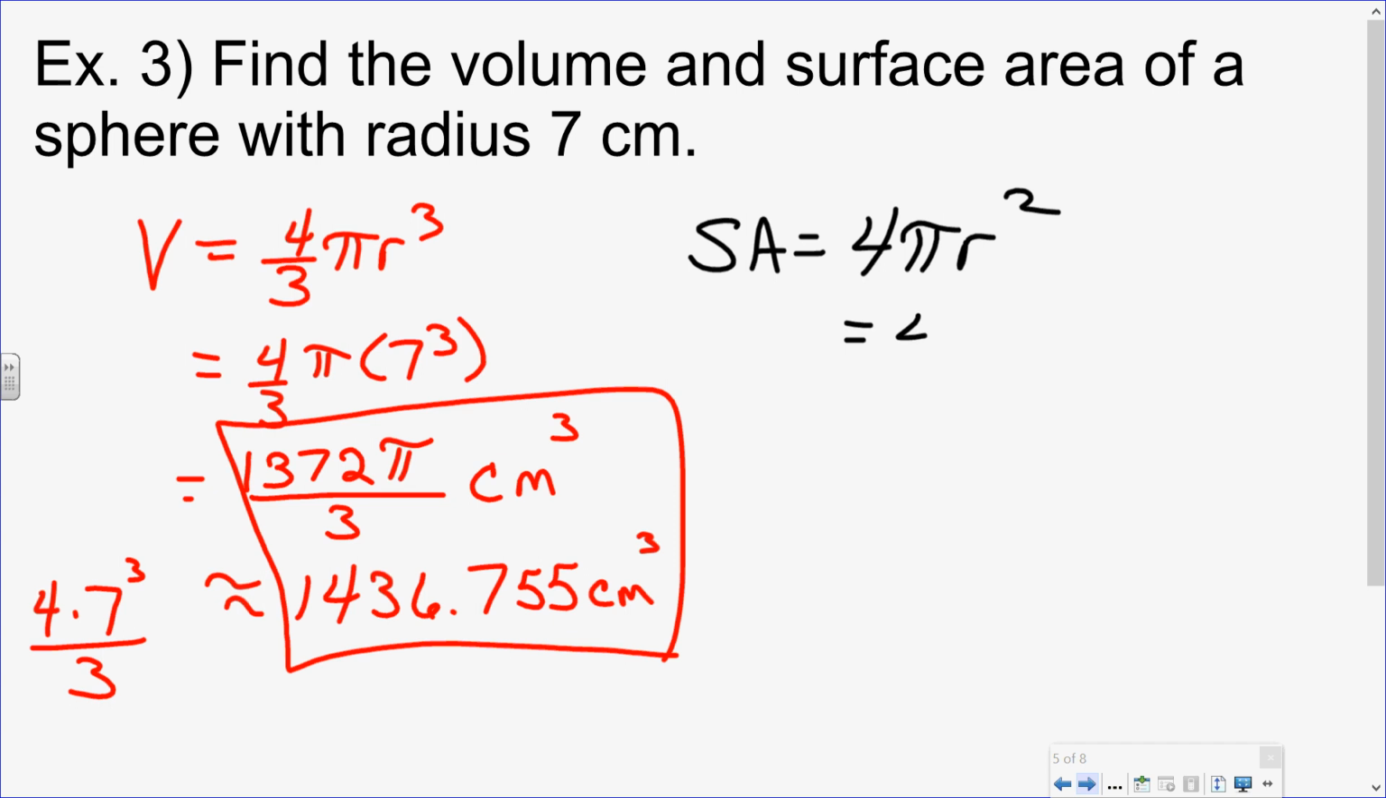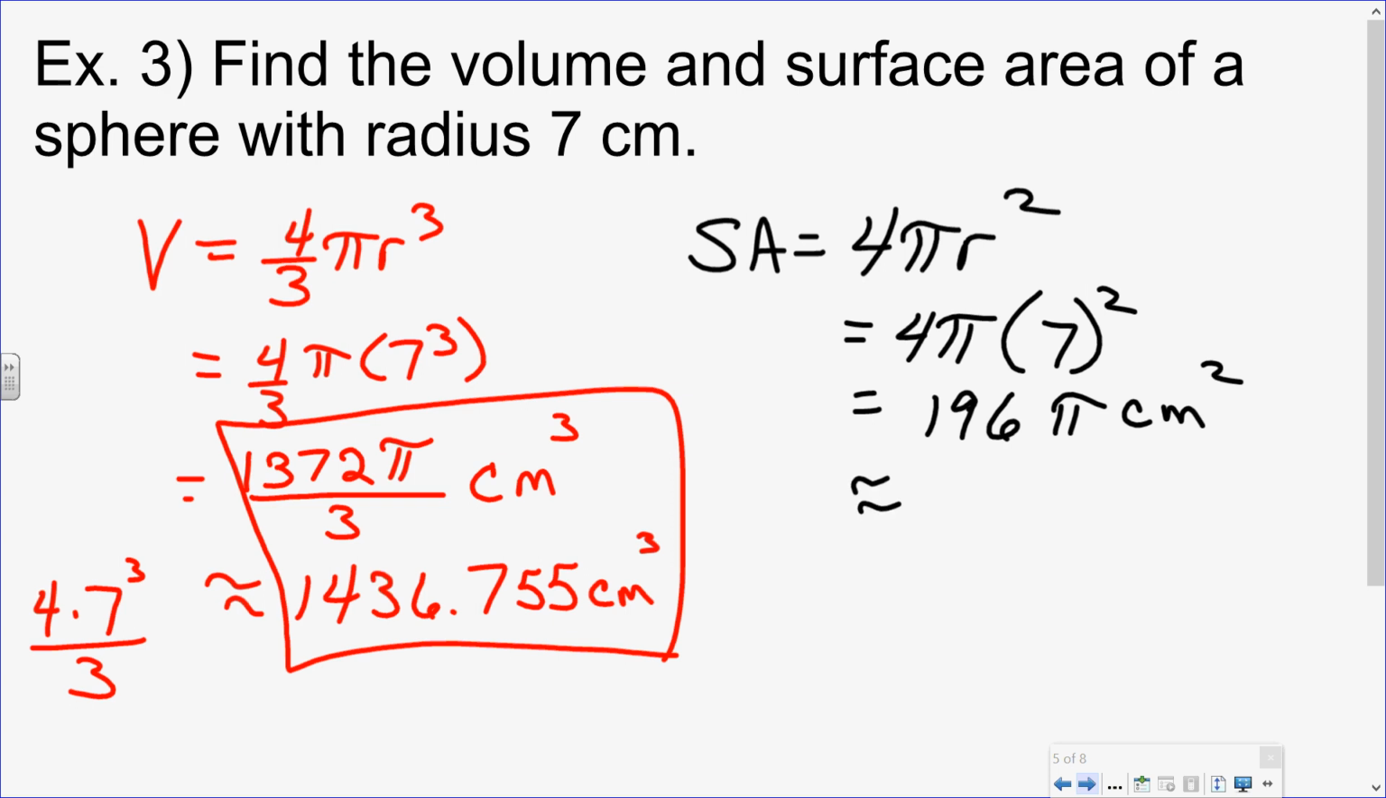Surface area, we also just need to plug in the radius, so 7 squared, I believe 49 times 4 is 196. Punch that in on a calculator for me and somebody call out the answer.